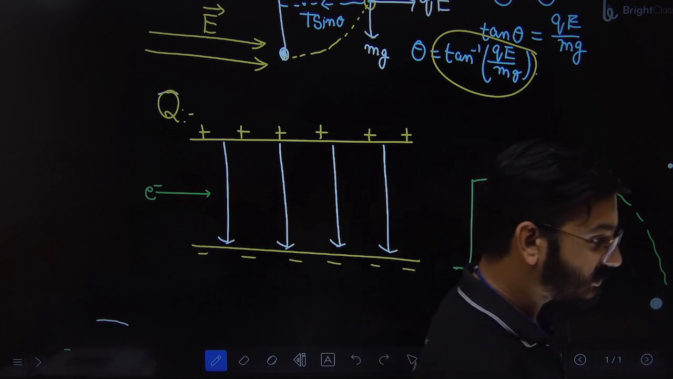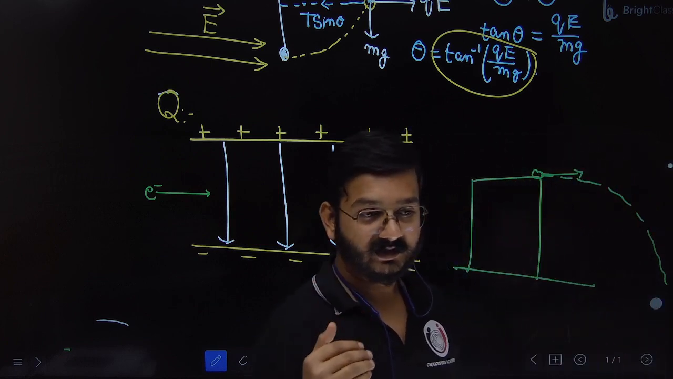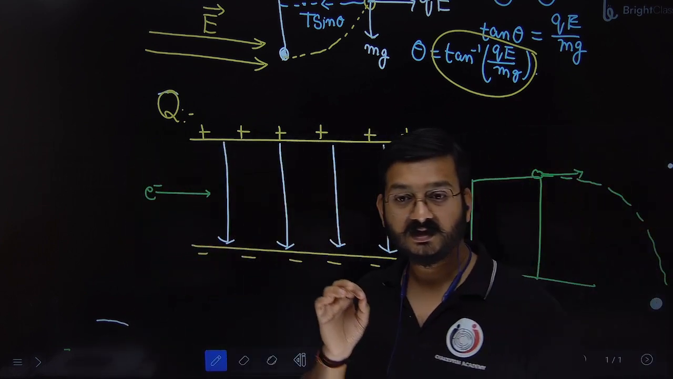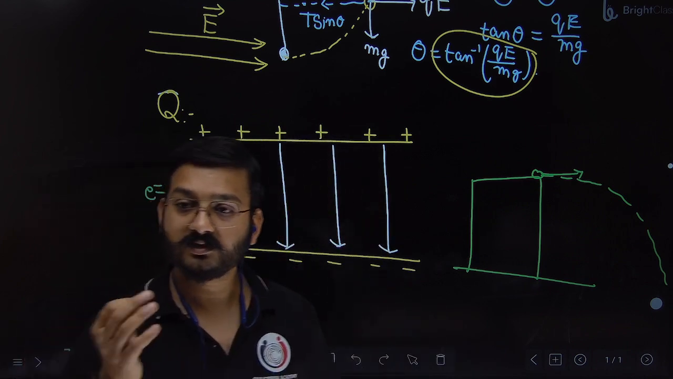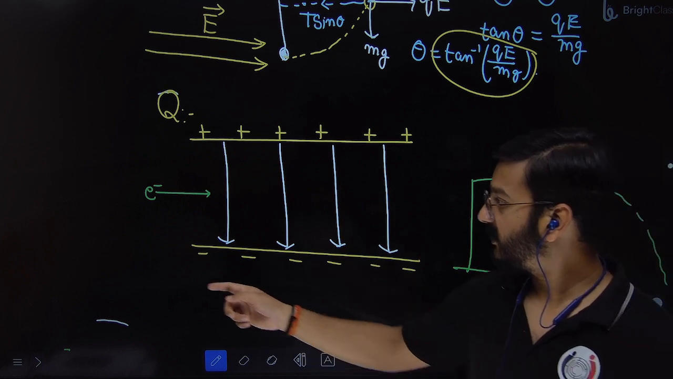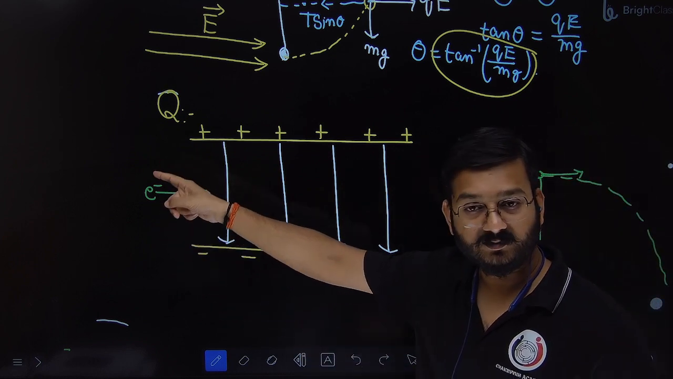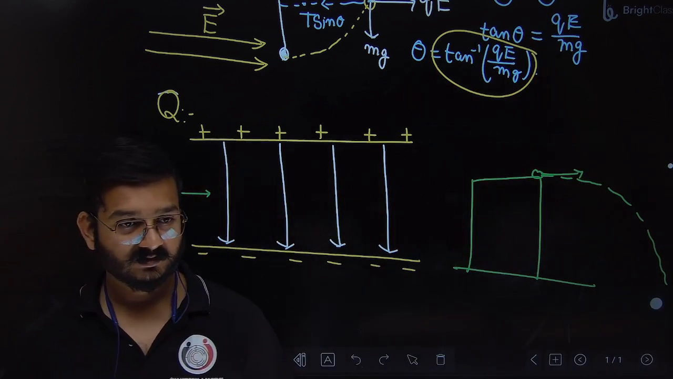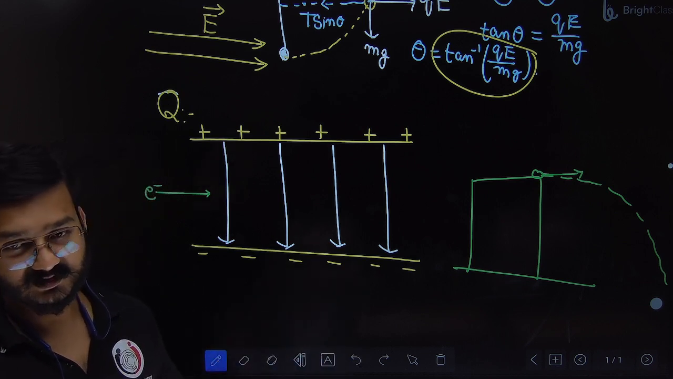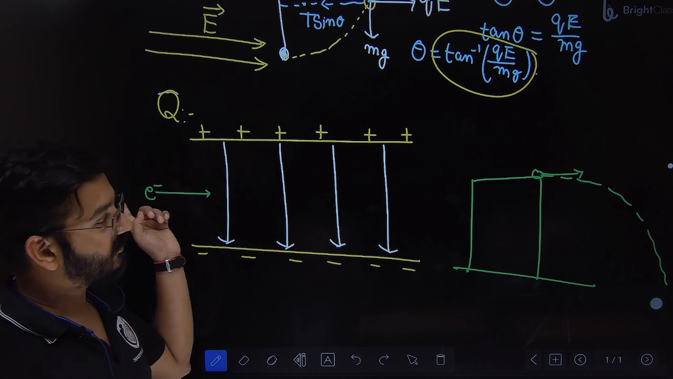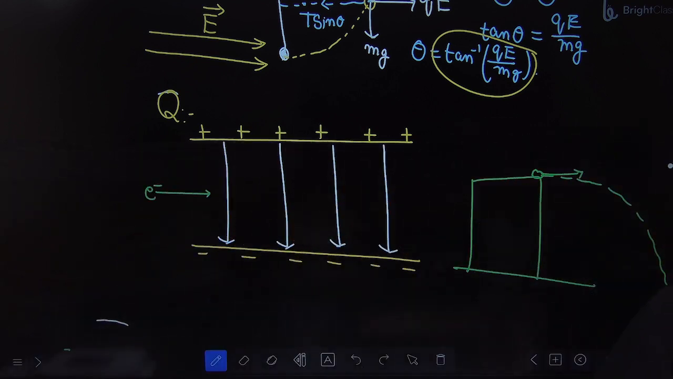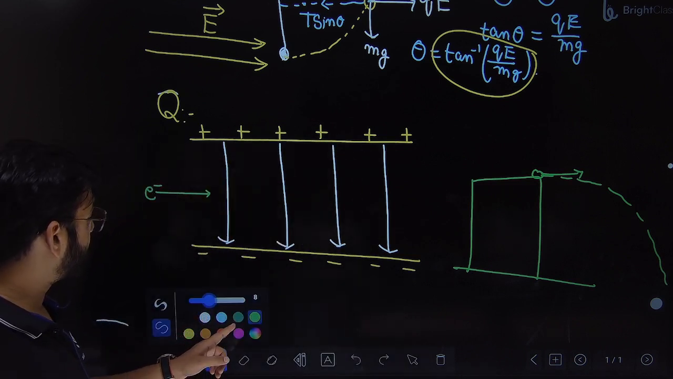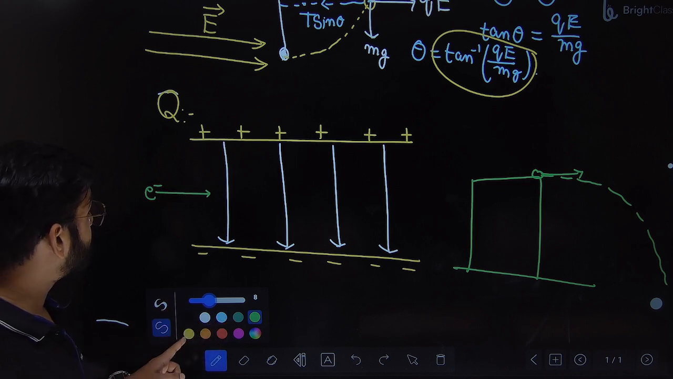Sometimes they ask what the trajectory will be if an electron enters a uniform electric field. Option one, straight line. Second option, ellipse. Third option, upward parabola. Fourth option, downward parabola. Here, the direction of force and electric field will be opposite, so the answer will be upward parabola. Concept clear? The question is, what will be the trajectory of the electron when it leaves the electric field?